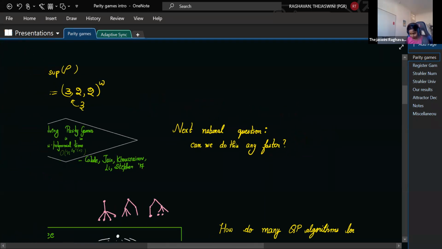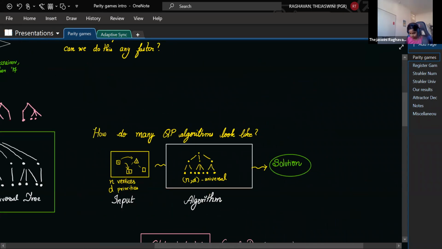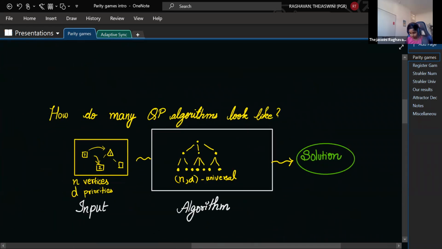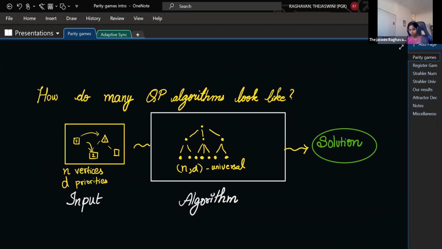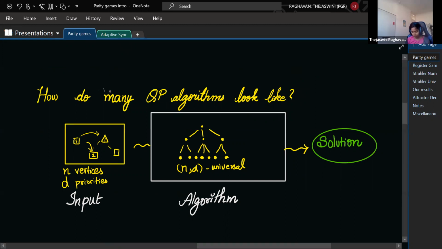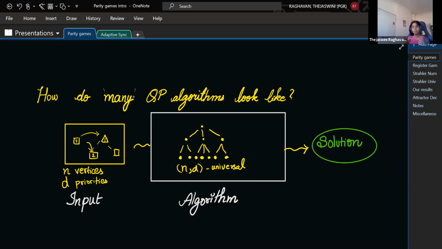So let's have a very brief look at what many quasi-polynomial time algorithms for parity games look like. Here is a picture, and also note the use of the word "many" here. It's there for reasons. My claim, well, not my claim, many people's claim, is that many quasi-polynomial time algorithms look like the following.